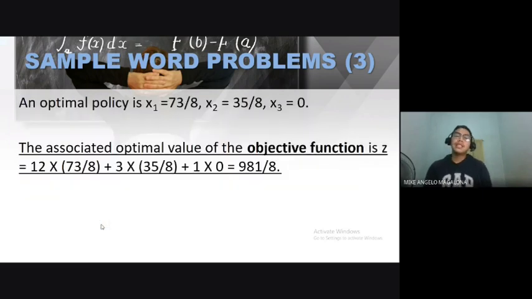An optimal policy is x sub 1 is equal to 73 over 8, x sub 2 is equal to 35 over 8, and x sub 3 is equal to 0. Thus, the associated optimal value of the objective function is z is equal to 12 multiplied by 73 over 8 plus 3 multiplied by 35 over 8 plus 1 multiplied by 0, which is equal to 981 over 8.